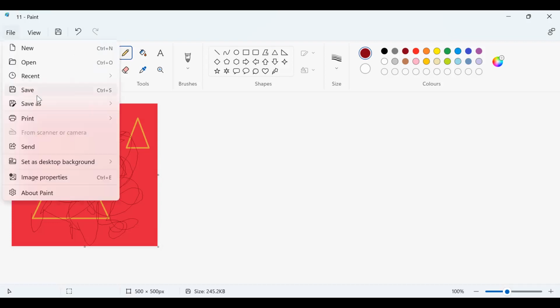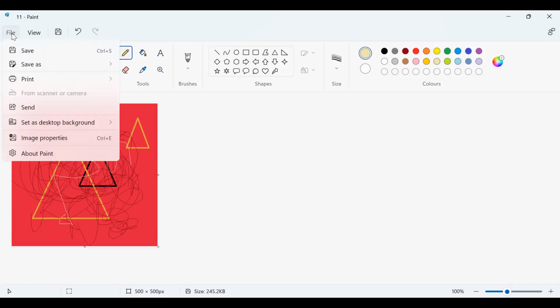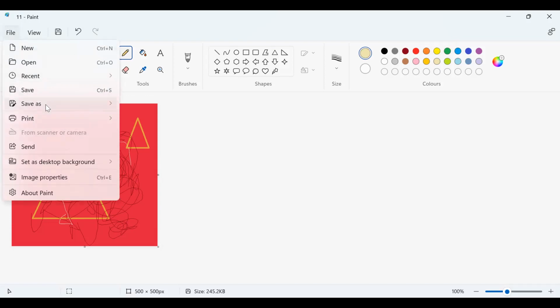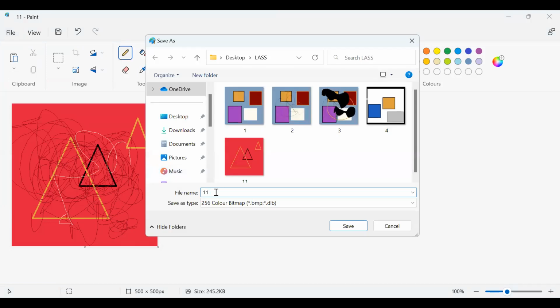I will save this particular file. See here, did you observe? I took two colors for this whole thing. I will save this as a BMP image once again, in the same place, but this time I will call it 22. I feel that this contains much more information. So let me save it as a 256 color bitmap.